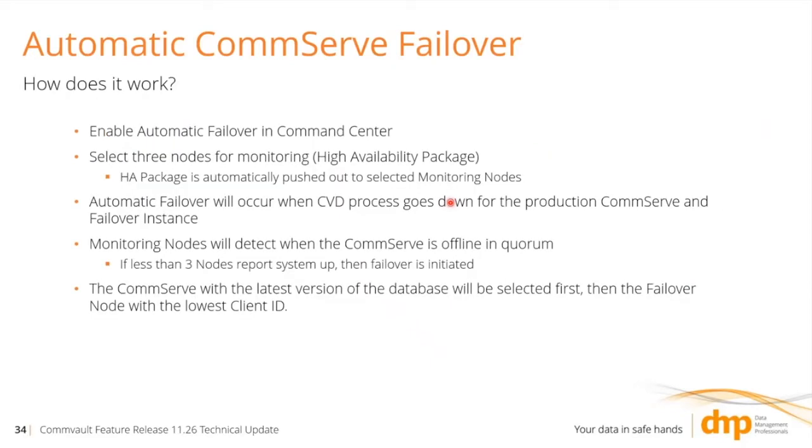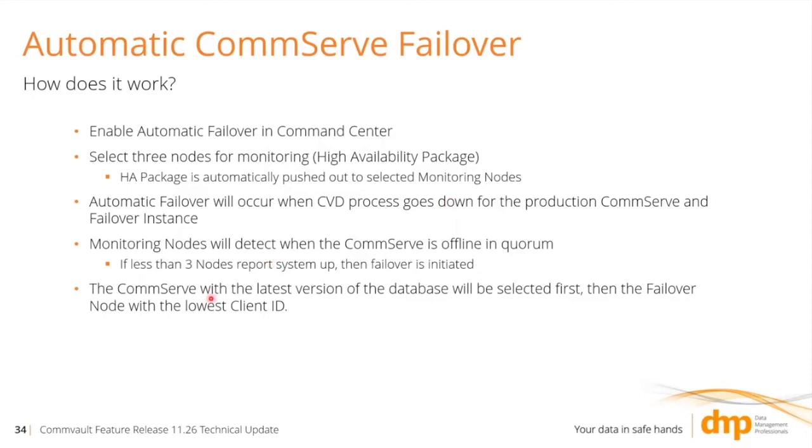So how does it work? You need to enable automatic failover in Command Center. In the next slide, I have a screenshot. You need to select at least 3 nodes for monitoring. And when you select those machines, it's also in the next slide, the high availability package is automatically pushed to those monitoring nodes. So you must have at least 3 available, and those 3 will have the high availability package installed automatically.